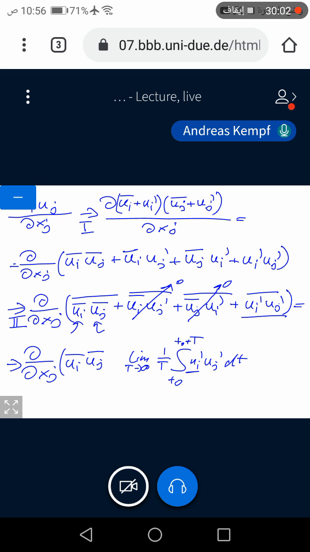But here, ui is not constant and uj is not constant. They are both fluctuations. I cannot take any out of the integral. In other words, we have to keep this term. So we have to write plus ui prime uj prime bar. This here is the Reynolds stress. This is an unclosed term.